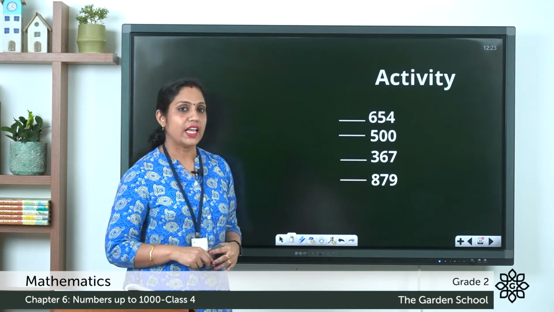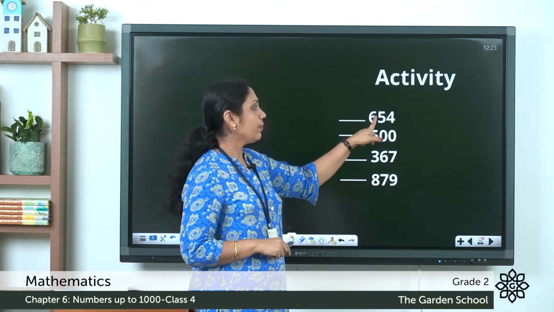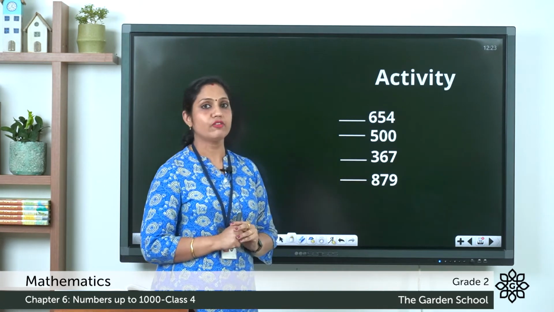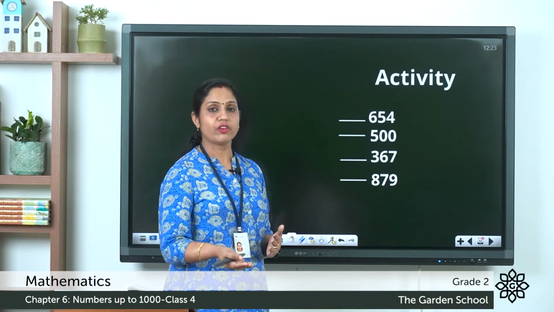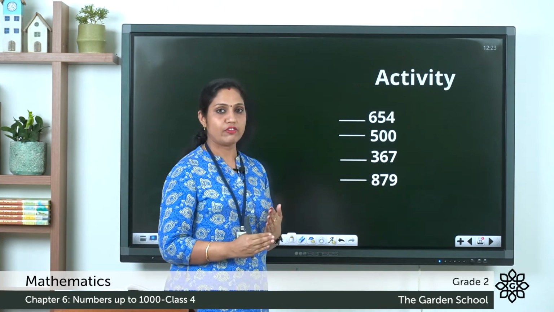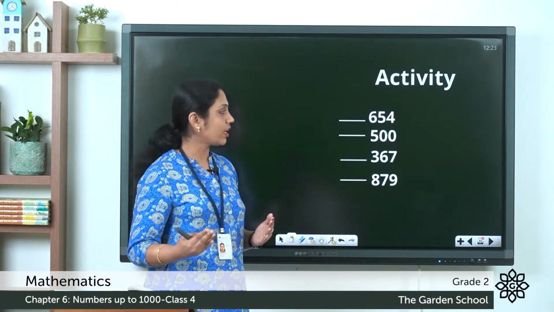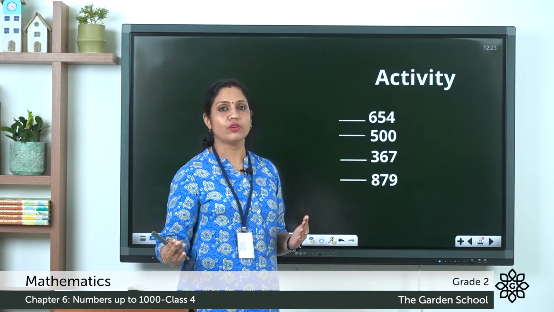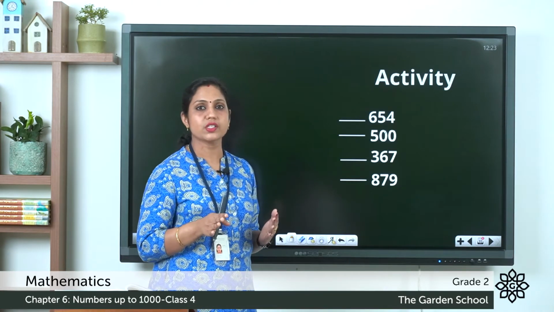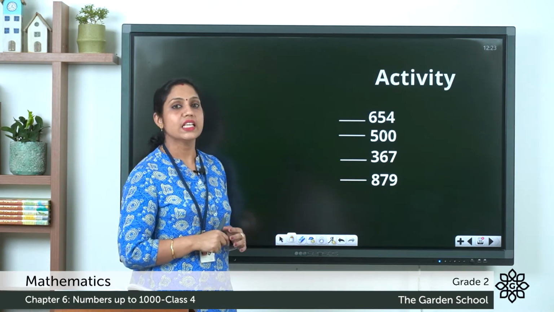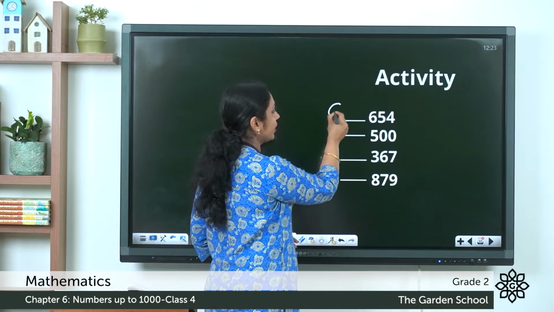So now let's check the answers. The number which comes before 654. You can start counting from 650. 650, 651, 652, 653, 654. So which number came just before 654? It is 653.